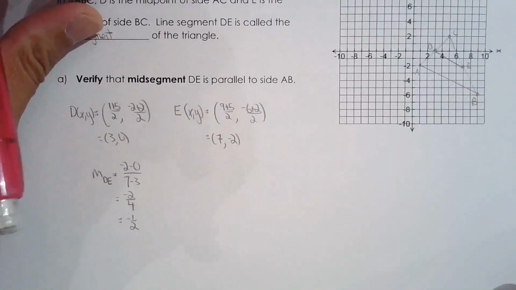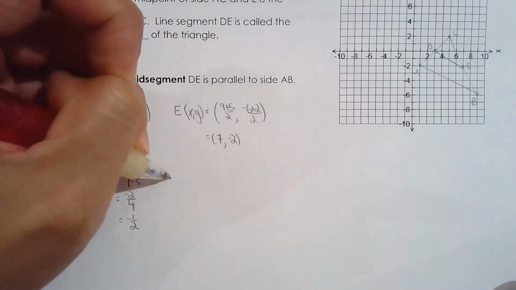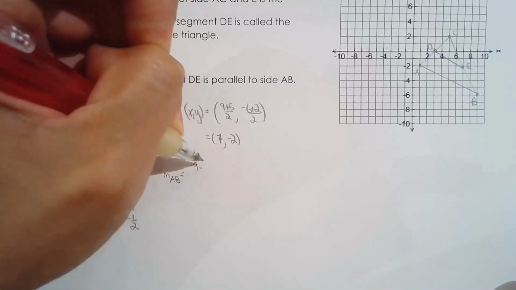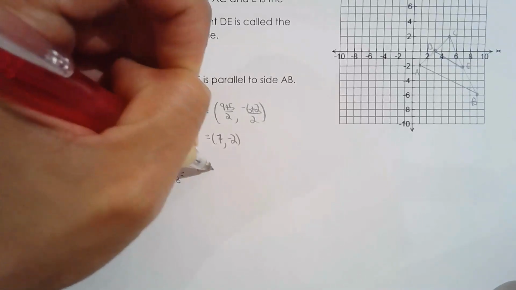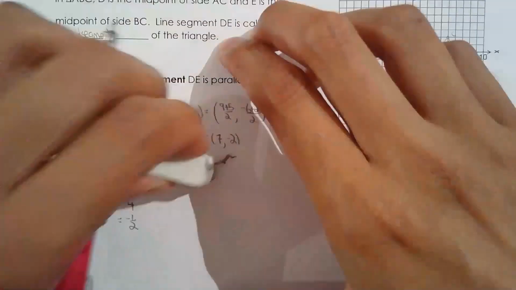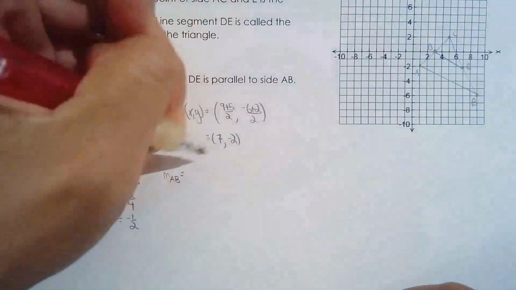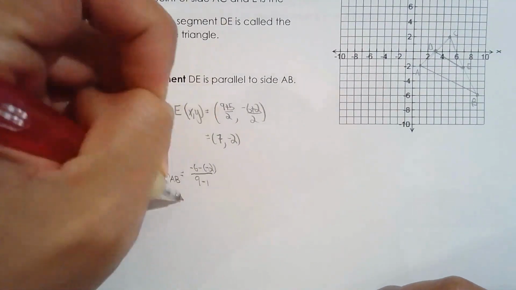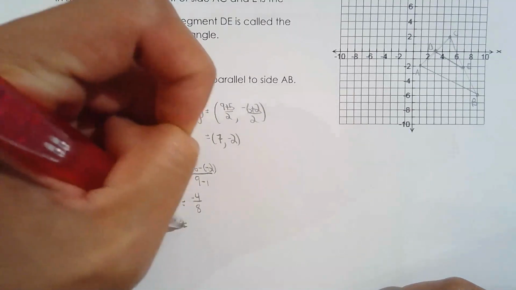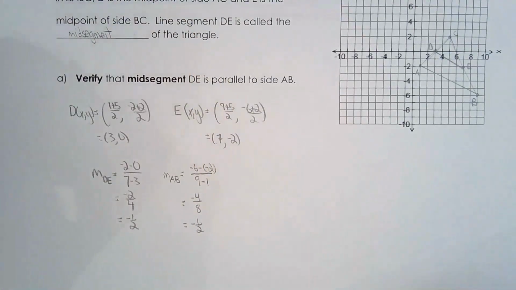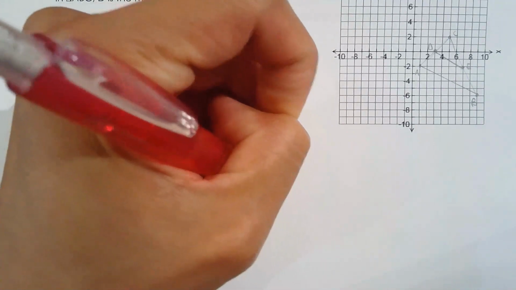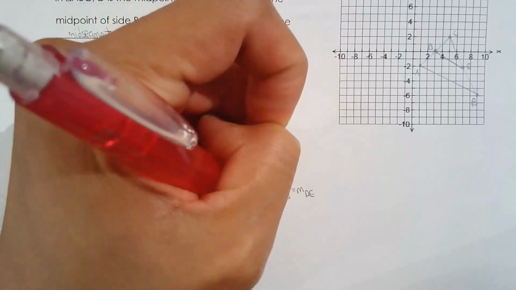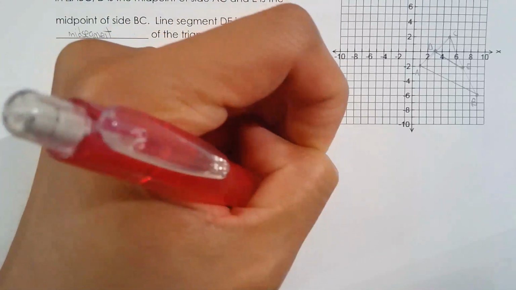Okay, what is the slope of AB? Slope of AB is -6 minus -2 over 9 minus 1. That's going to be -4 over 8, which is -1/2. Nice. Since slope of AB is equal to slope of DE, guess what? AB is parallel to DE.